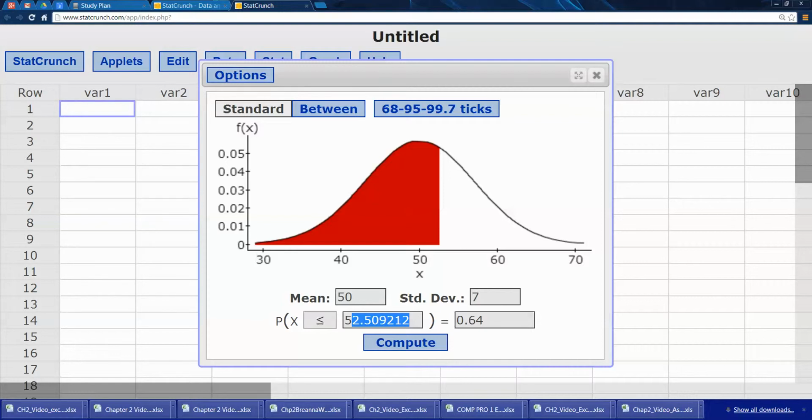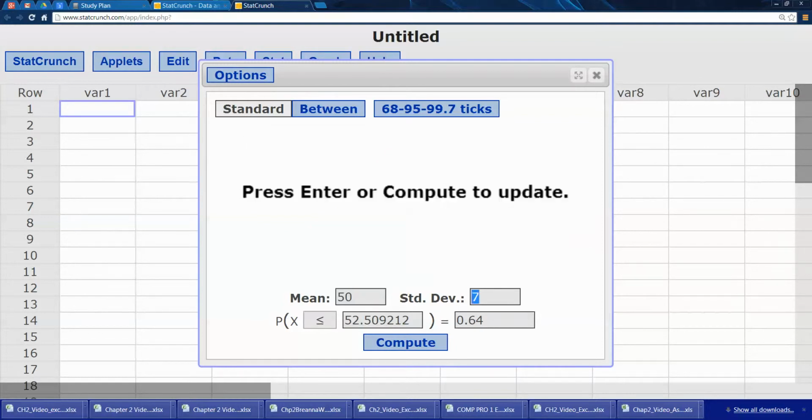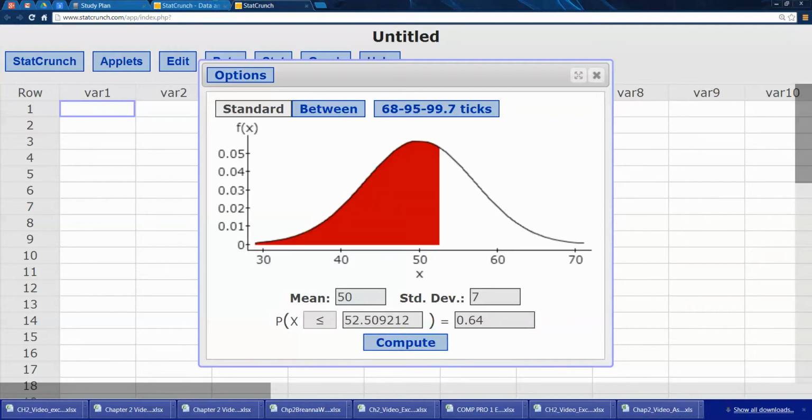Now you can see how easy this was to do in StatCrunch. I mean, it's pathetically easy. Let me just show you again what I did. I put the mean here, put the standard deviation here, and because I wanted 0.64, I typed 0.64 to be my area, and I press compute, and it will find the x value for me. So there's one way to do it.